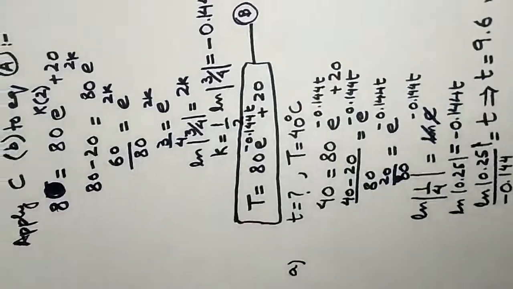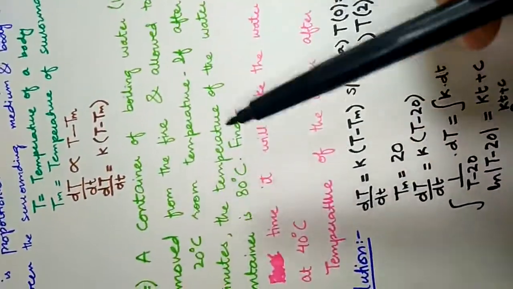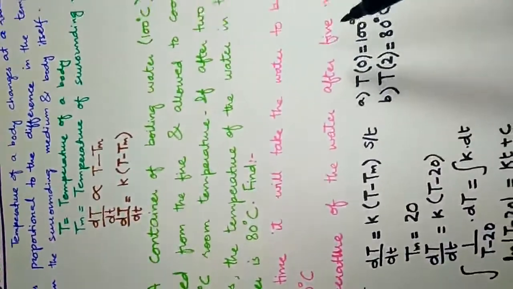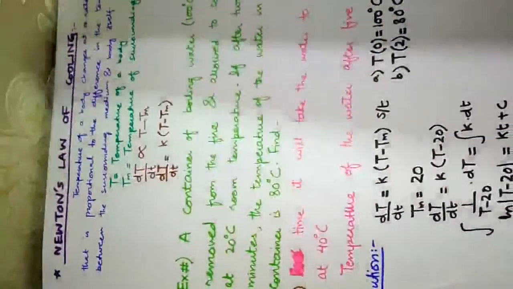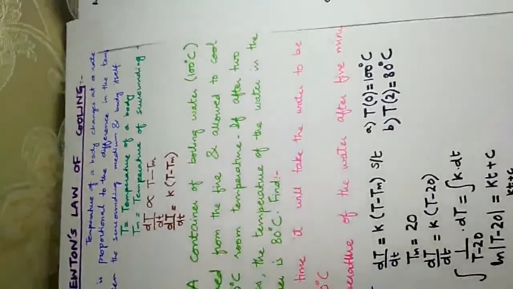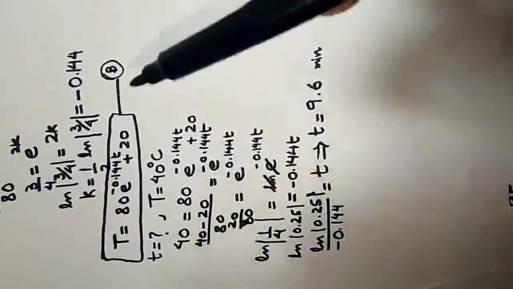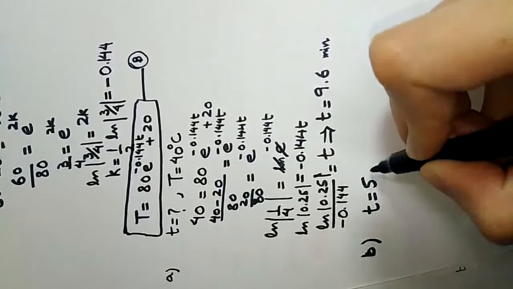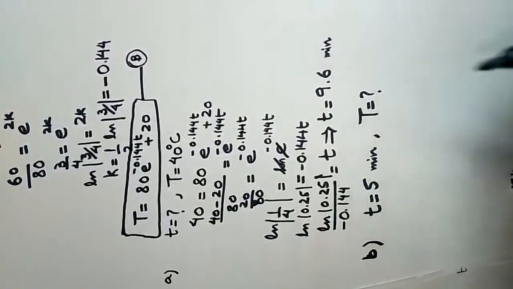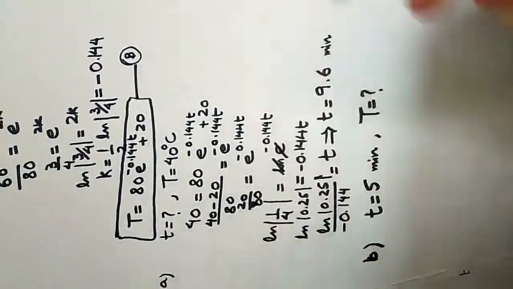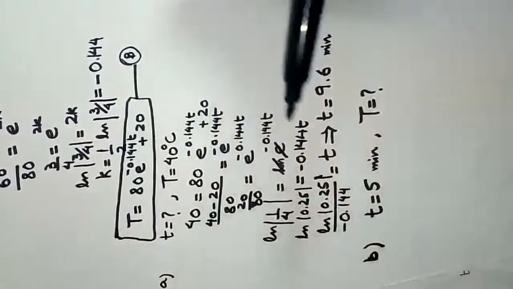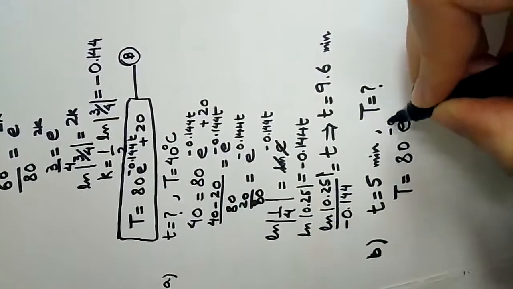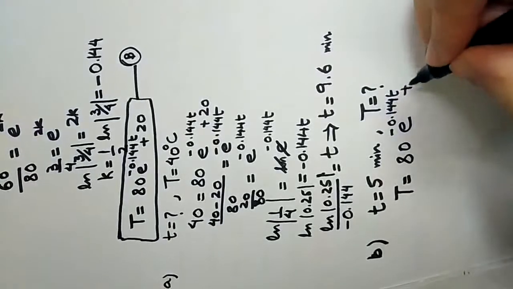Now we come to the next question. Part B is to find the temperature of the water after 5 minutes. So here we have to find the temperature, and the time is 5 minutes. In this solution, replacing in equation B, t should be replaced by 5 and we find the temperature. So T equals 80 e to the power minus 0.144 into t plus 20.